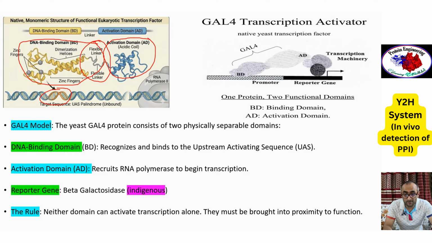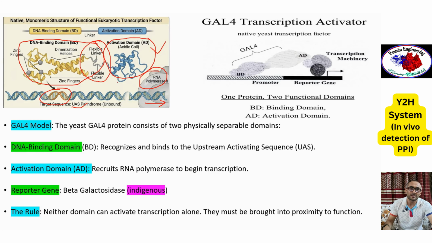When the DNA binding domain binds to the promoter region, the upstream activation sequence, the activation domain aligns itself on the promoter region in such a way that it can recruit RNA polymerase, and the subsequent gene is converted into messenger RNA. That's transcription. That is how this GAL4 transcription factor activates gene expression, and the expression can be checked.